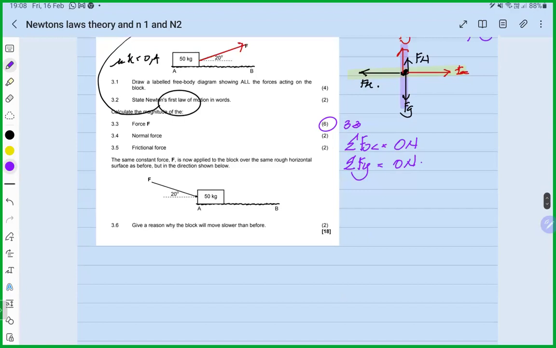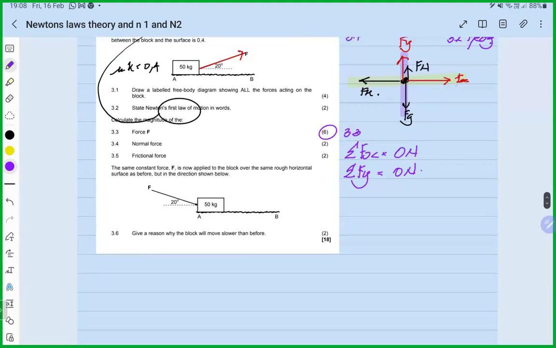Right, let's go back here now. We need to find out what Fx is, because if we got Fx or Fy, we can actually find F. Any idea how we're going to do this?